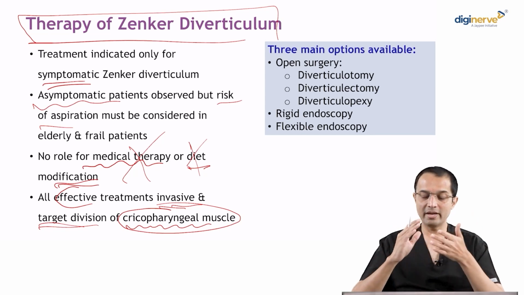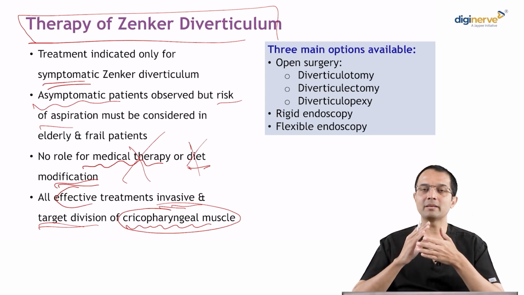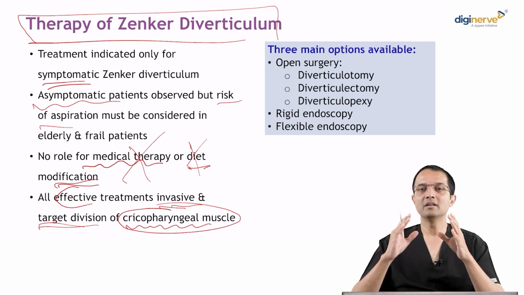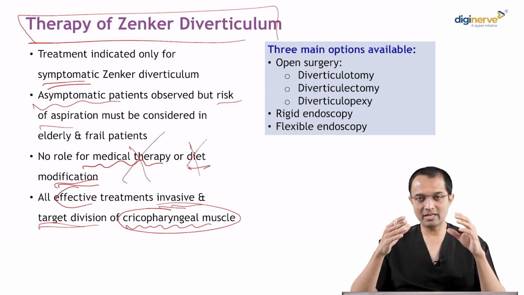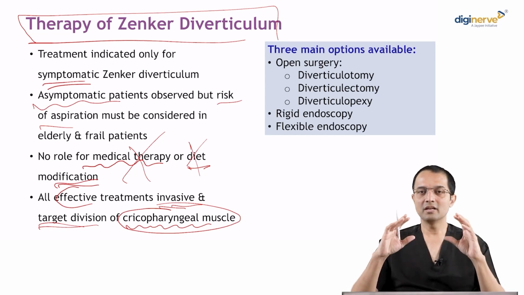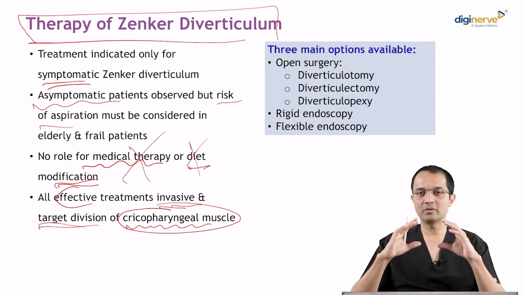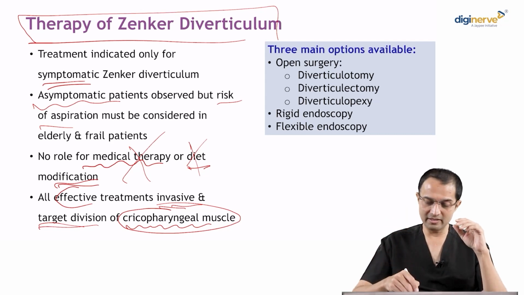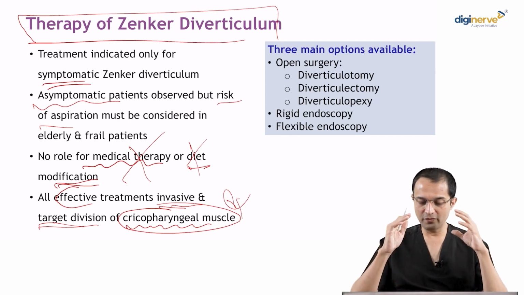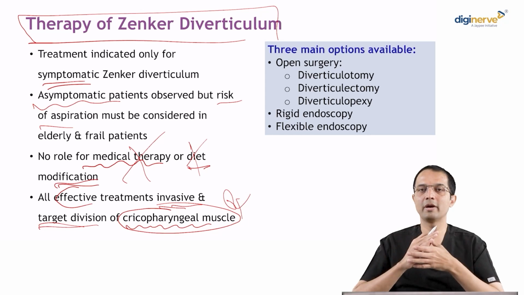So that's why Zenker's diverticulum is sometimes called achalasia of the pharyngoesophageal region. We know achalasia traditionally involves the lower part of the esophagus, but here you can also say Zenker's is a counterpart of pharyngoesophageal achalasia. It is a counterpart of achalasia of the lower end of the esophagus. The treatment here is addressing the cricopharyngeal muscle by doing a myotomy.